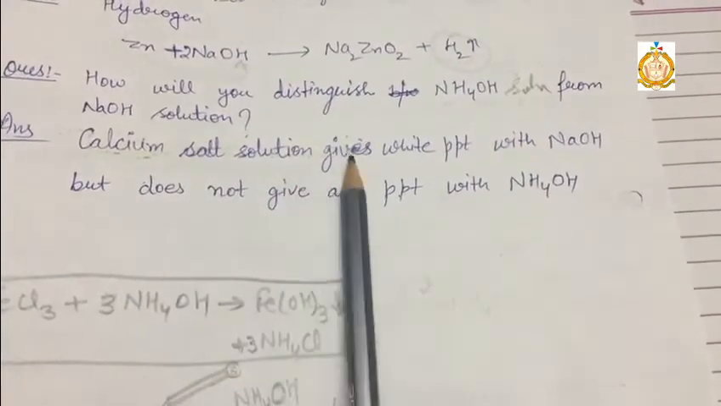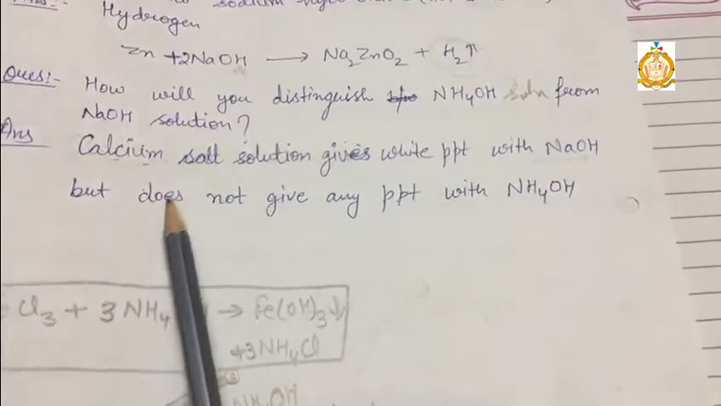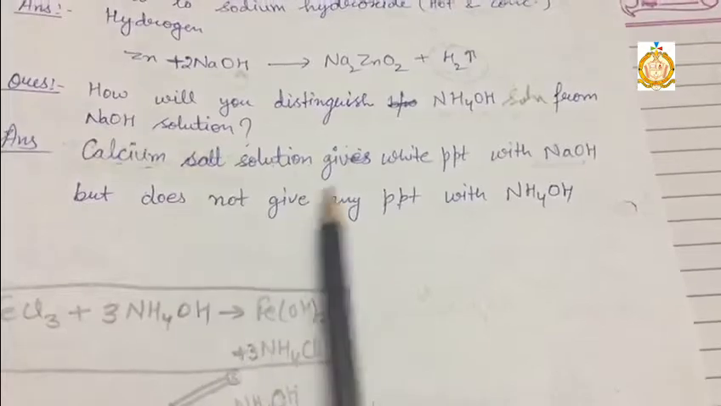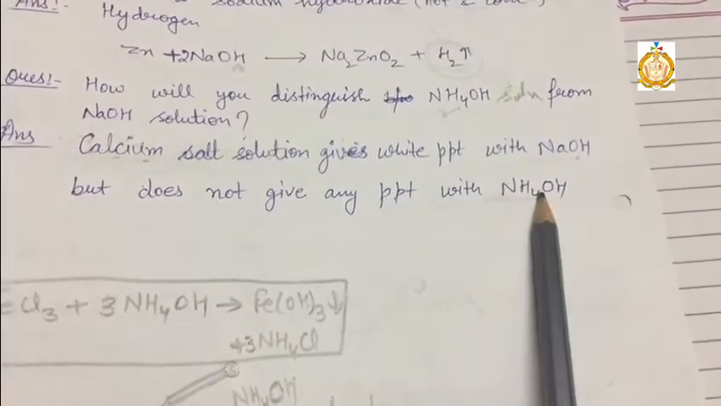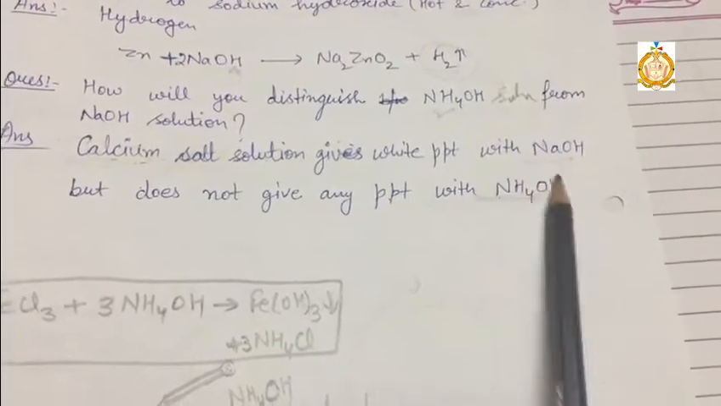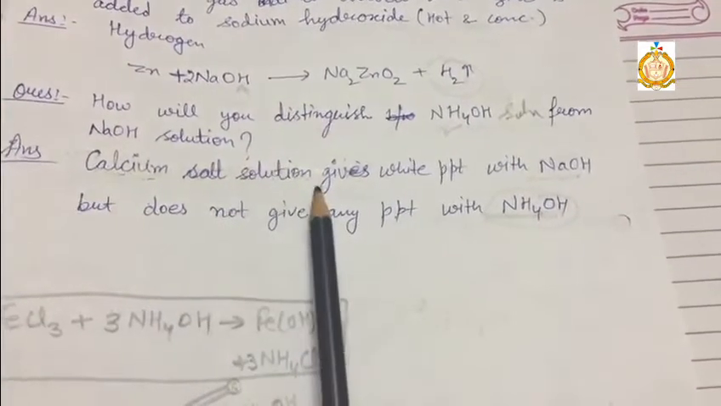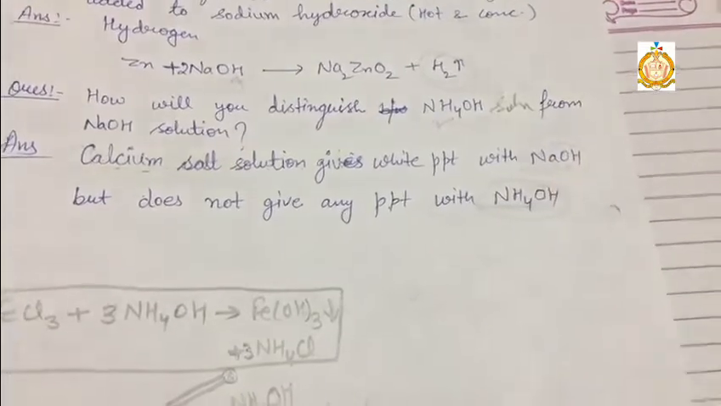Next, how will you distinguish ammonium hydroxide solution from sodium hydroxide solution? Calcium salt solution gives a white precipitate with sodium hydroxide, but calcium salt solution does not give any precipitate with ammonium hydroxide. So if you do not see any precipitate, then the solution is ammonium hydroxide. If you see a white precipitate with calcium salt, then your answer is sodium hydroxide.